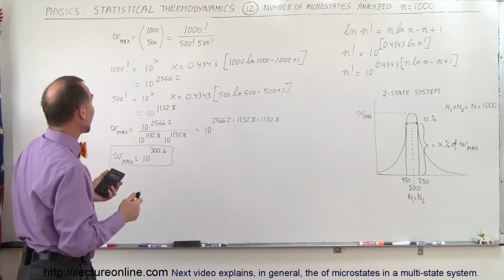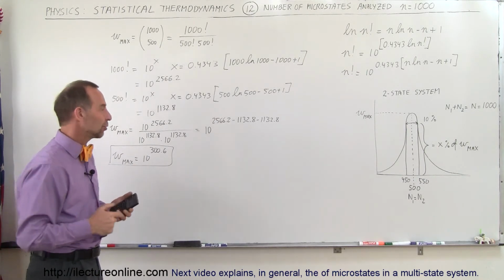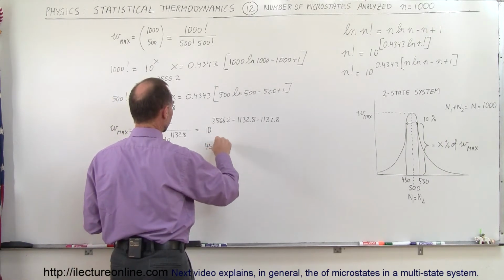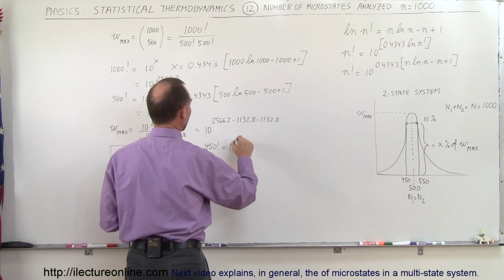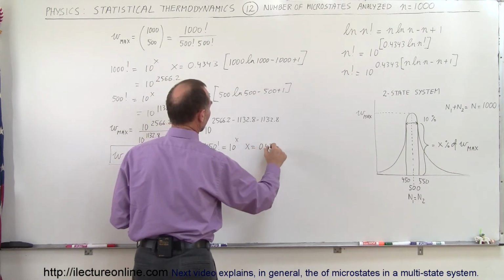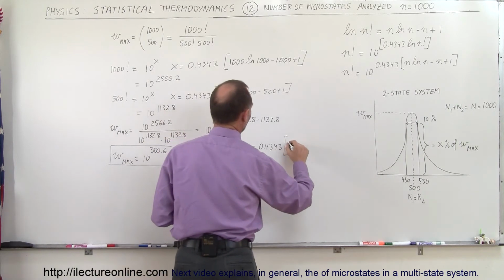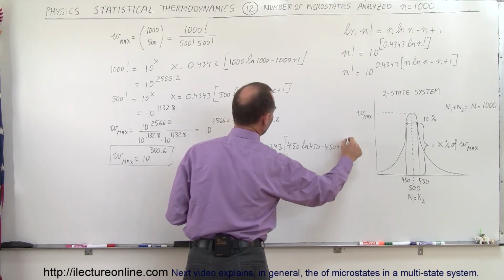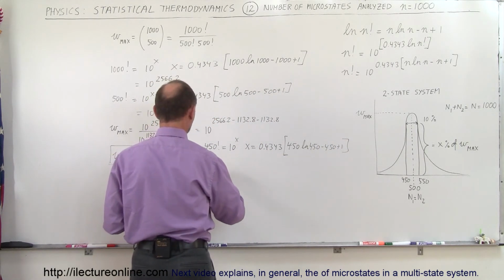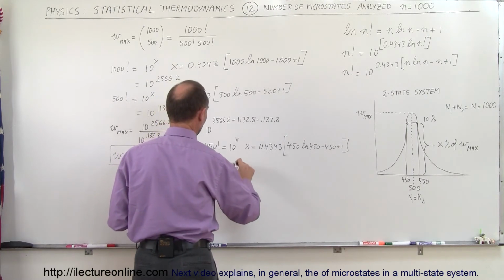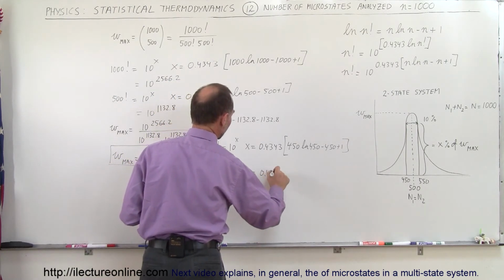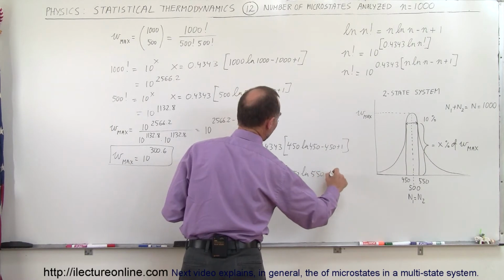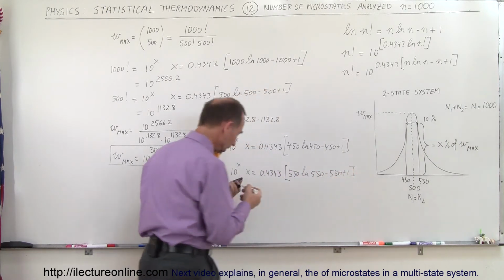So what we need to do now is find out what 450 factorial is and 550 factorial, and again, compare that to this number right here. So 450 factorial will be equal to 10 raised to the x power, where x is equal to 0.4343 times 450 times the natural log of 450 minus 450 plus 1. And the same thing for 550 factorial. That would be 10 to the x power, where x is 0.4343 times 550 times the natural log of 550 minus 550 plus 1. So let's find out what those two values are.